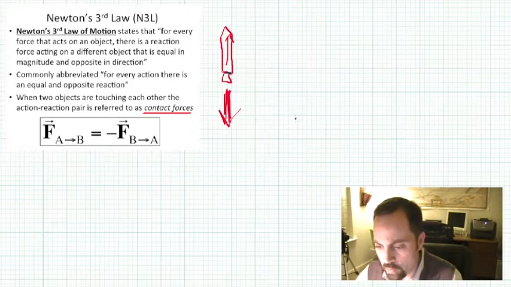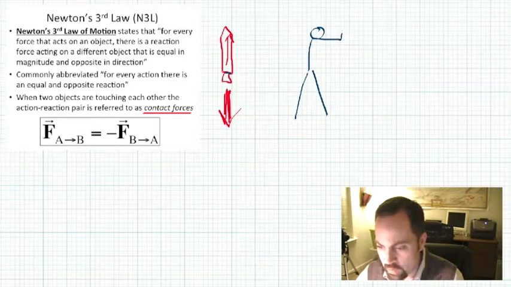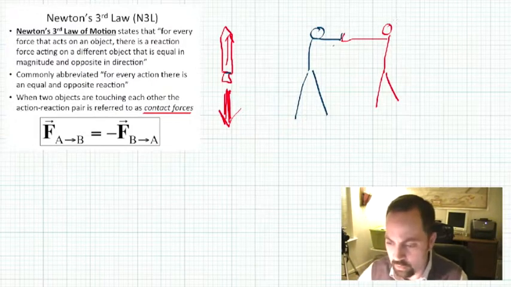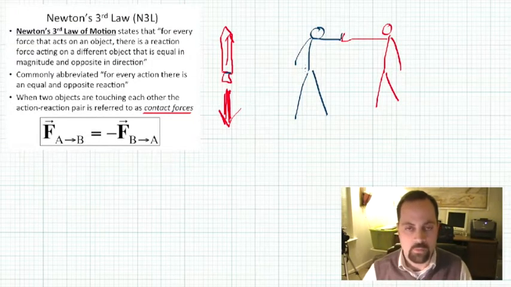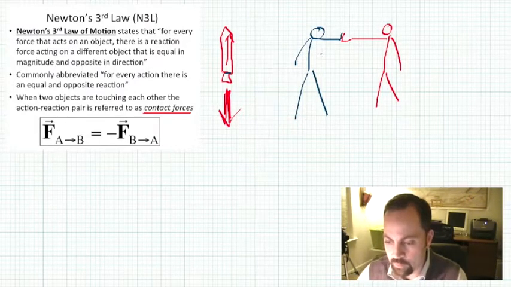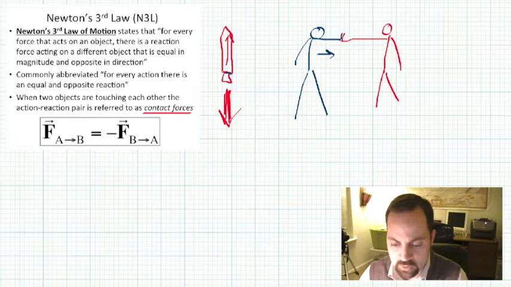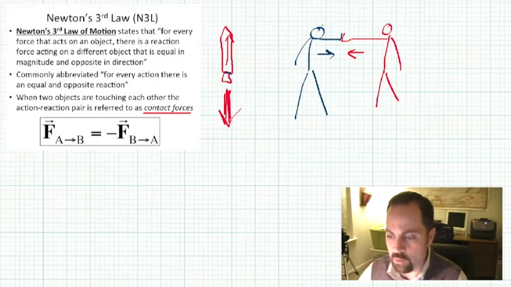If two people are standing and pushing against each other, this person here has their hand out, and this person right here has their much longer, uglier hand out. There we go, this guy only has one arm. They're pushing against each other. This person can't say, because that person's pushing that direction, this person is pushing this direction. They can't say, I'm pushing harder than you.